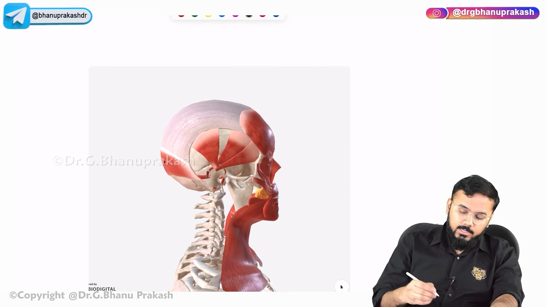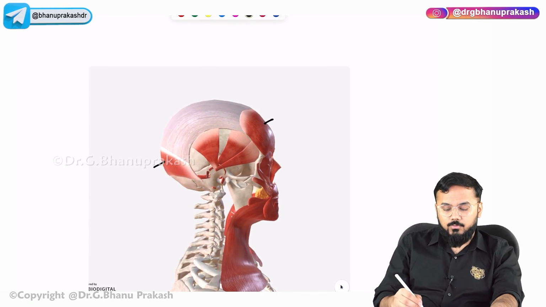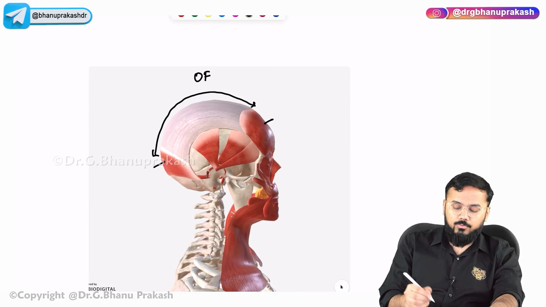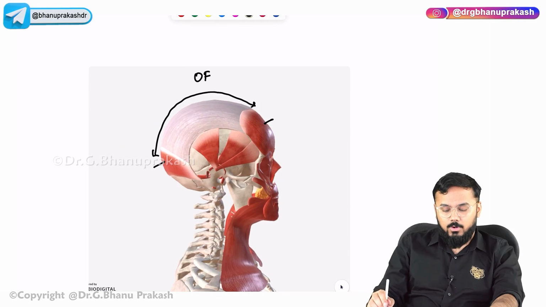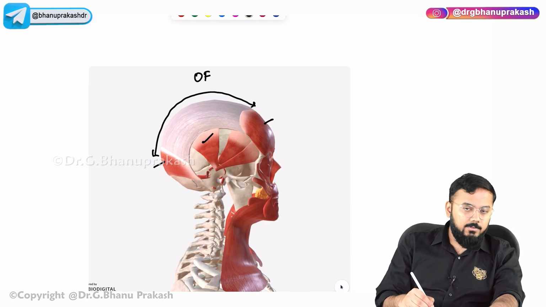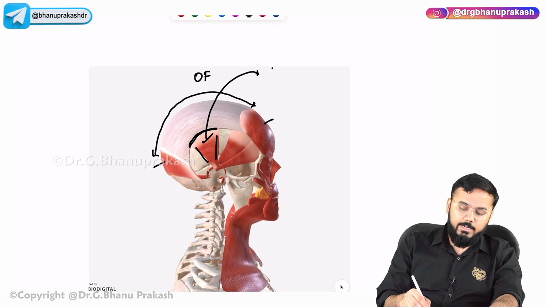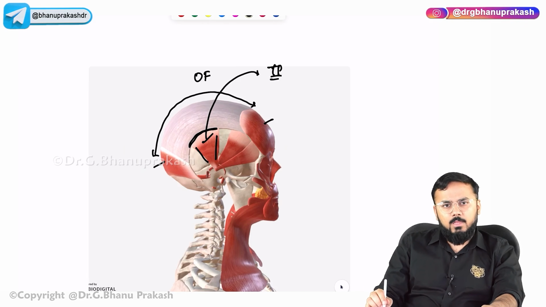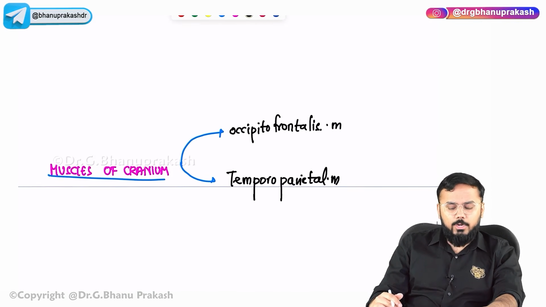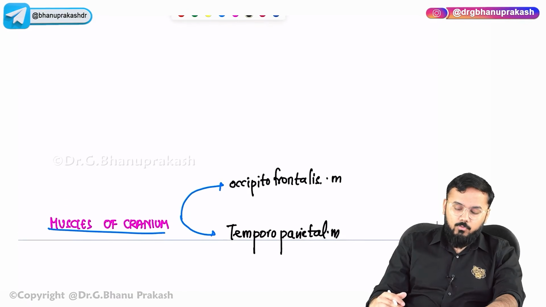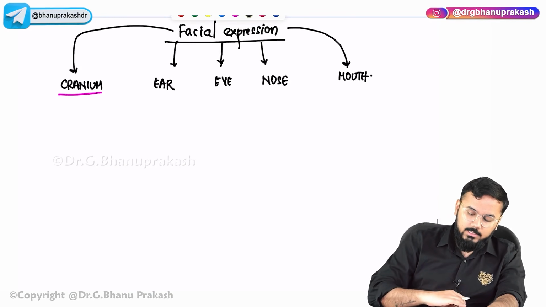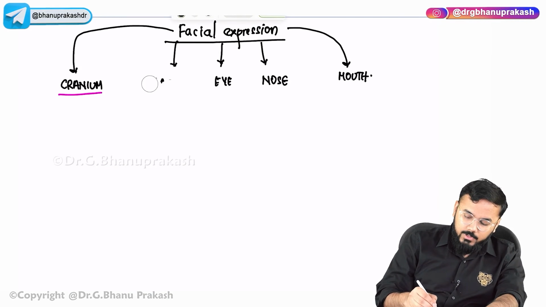If you look at this picture, see here this muscle is occipital, this is frontal. All the way from here till here, the muscle is called occipitofrontalis. And this particular muscle which you can see over here is attached to the parietal region and also the temporal bone. That is why this is the temporoparietalis muscle. Actually, there are only two muscles in the muscles of the cranium. One is occipitofrontalis, another one is the temporoparietalis muscle. So let us write down all these muscles over here.